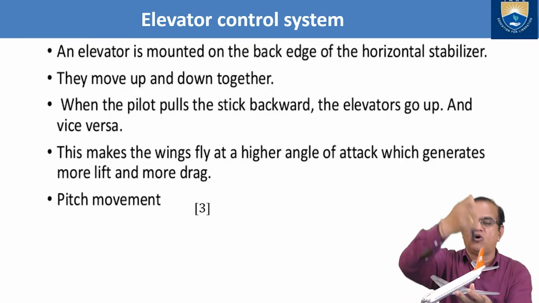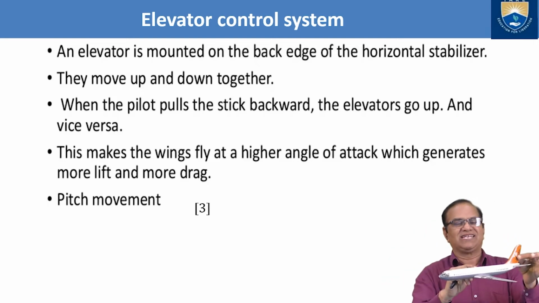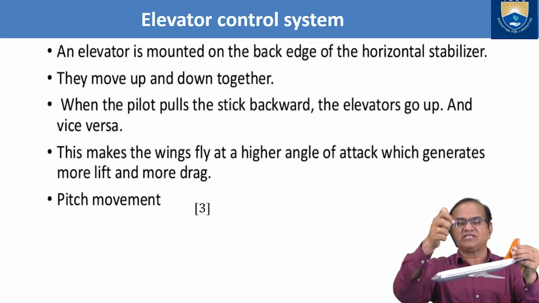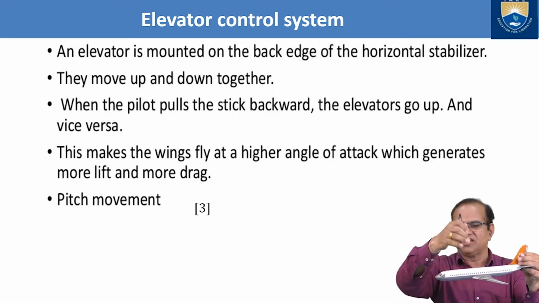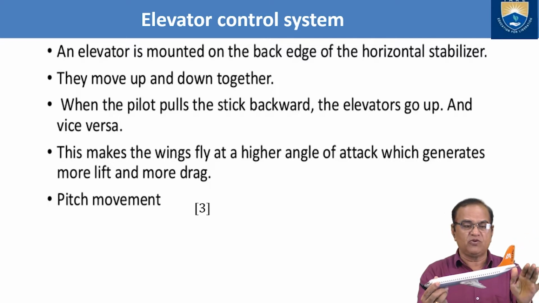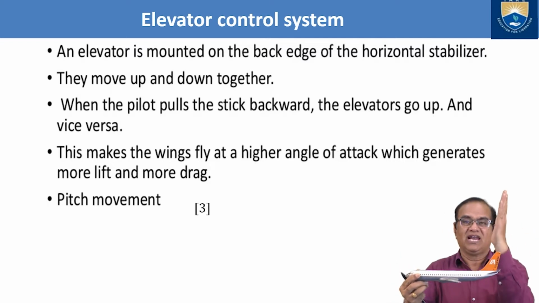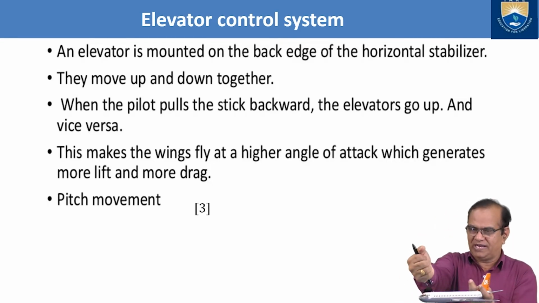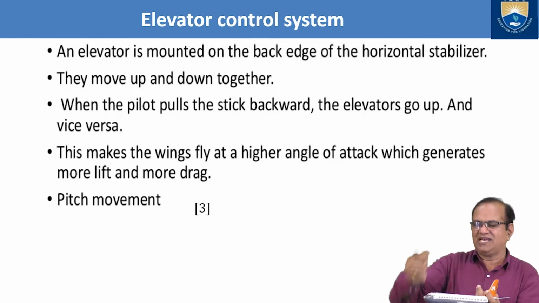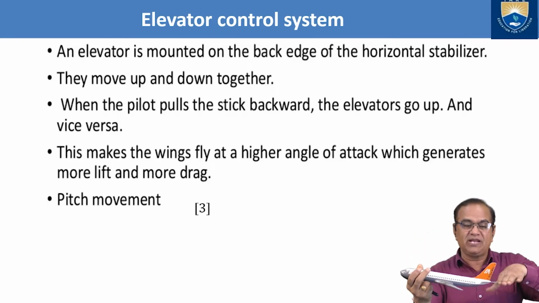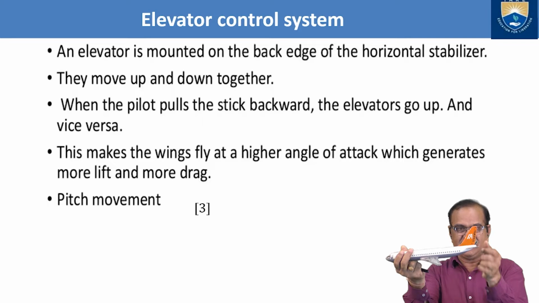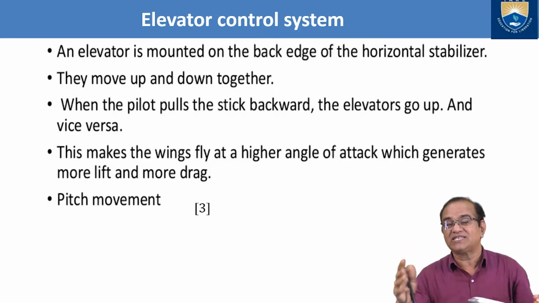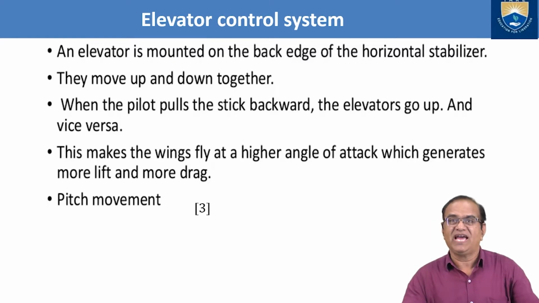So more lift will be generated. This lift force will pull like this. If the lift is more on this side, it will pull like this, because the motion is about the center of gravity, so the aircraft nose will go down. If you make your elevator go down, lift will be more and your aircraft will pitch like this. If you want to make the nose up, the pilot has to move the stick so the elevator goes up, and a force will be generated like this. It will try to pull like this. So that is the importance of the elevator.